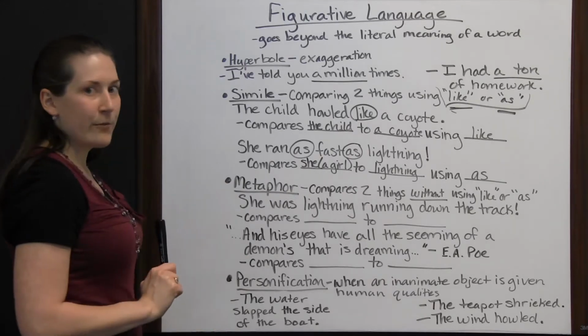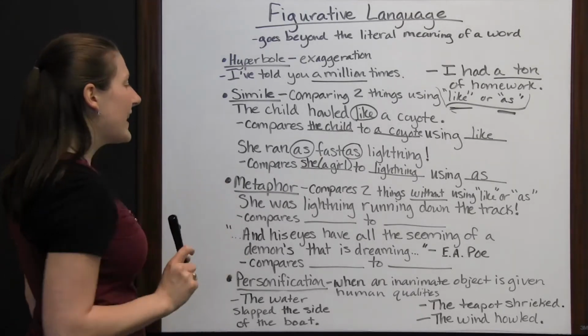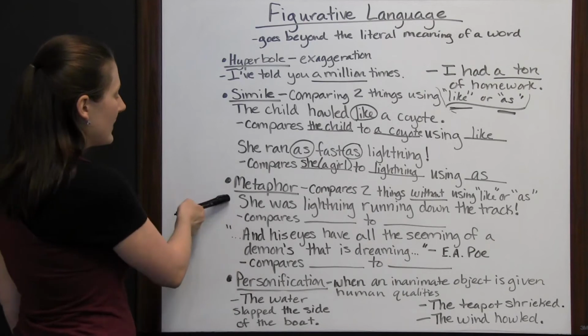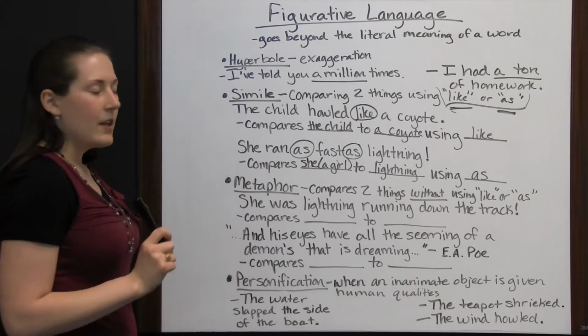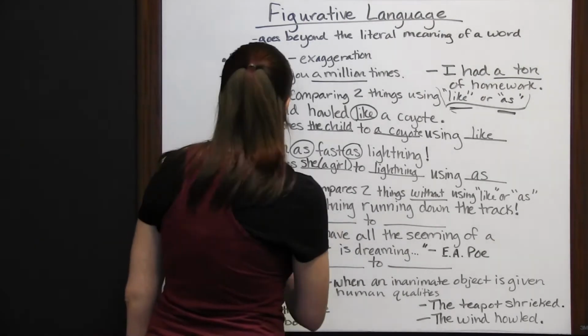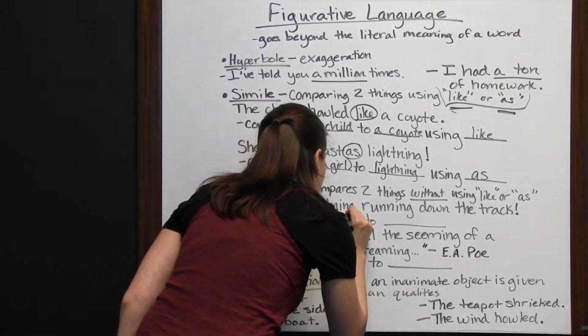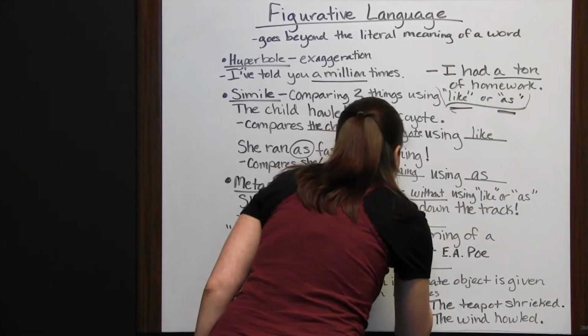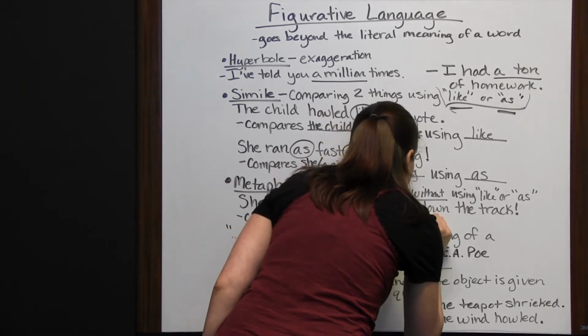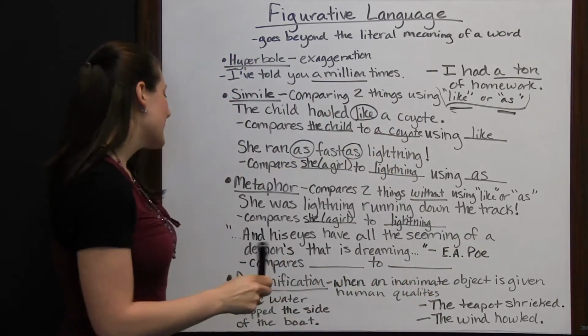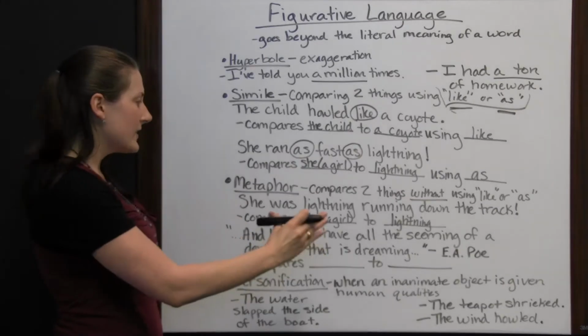So let's look at some metaphor examples. She was lightning running down the track. So this sentence is very similar to this one. They're both comparing she, or a girl, to lightning. They're both saying this girl is really fast, but this one just says she was lightning.